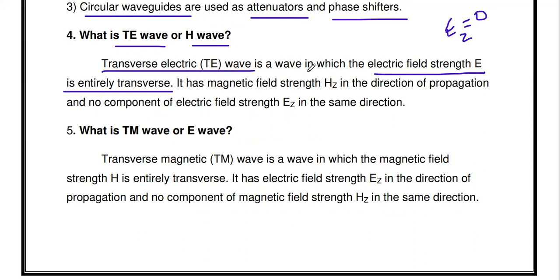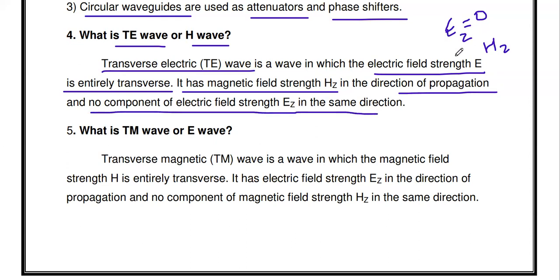So the transverse electric wave is a wave in which the electric field strength is entirely transverse. If Ez is 0 but Hz is not 0, the magnetic field component is available in the propagation direction. So it has a magnetic field strength in the direction of propagation, but no component of electric field strength in that direction. E is 0 but H is available, and that type of wave is called a TE wave or H wave, a magnetic wave.